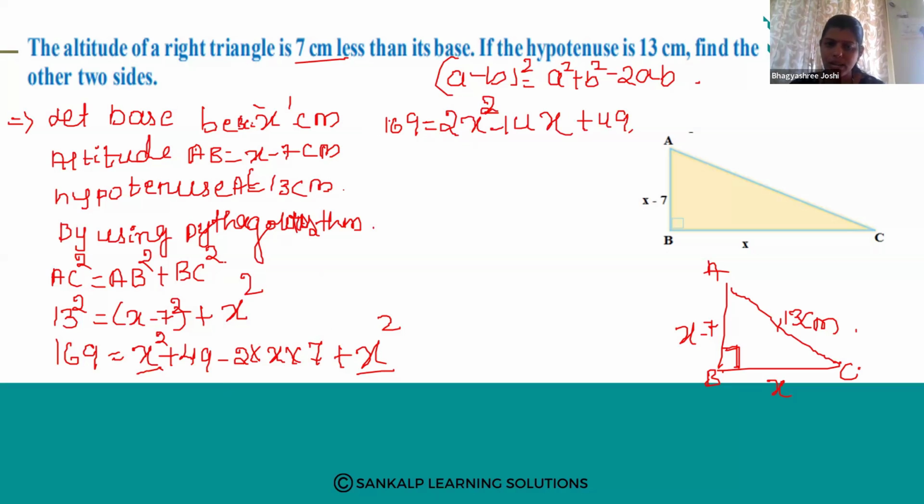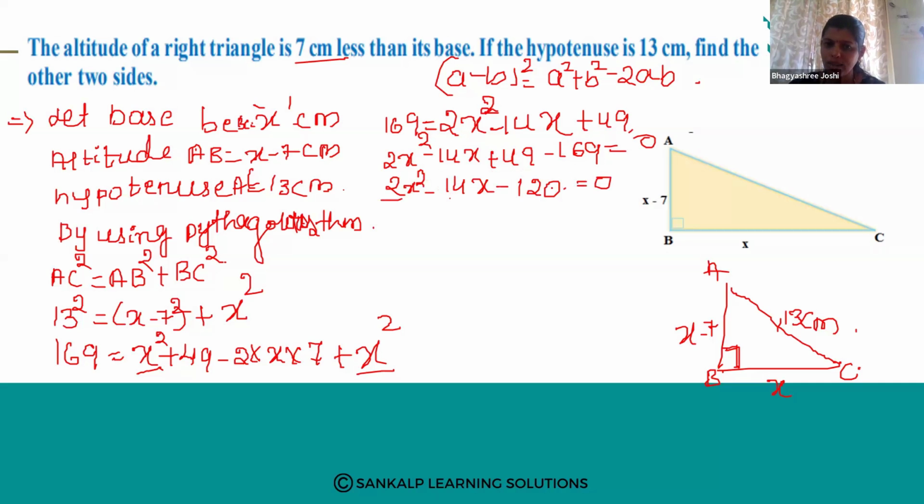Right? Now, transfer this 169 to this side. So 2x square minus 14x plus 49 minus 169 is equal to 0. Okay. Now, 2x square minus 14x, here minus 169 is there, here plus 49 is there. That means 169 minus 49. It will be 120 is equal to 0.